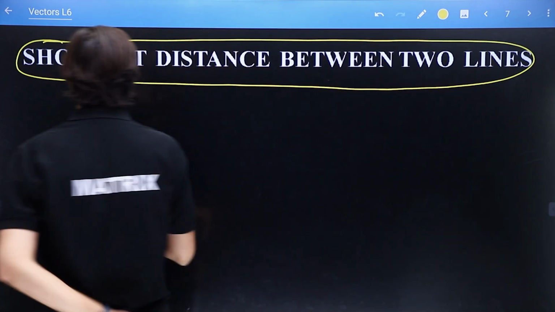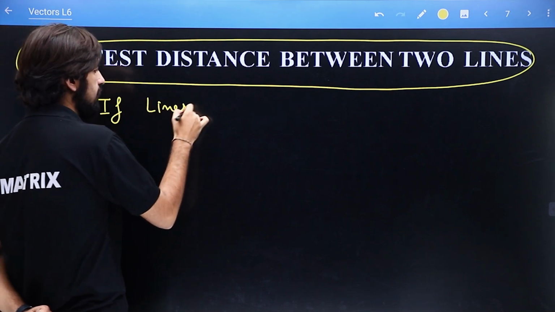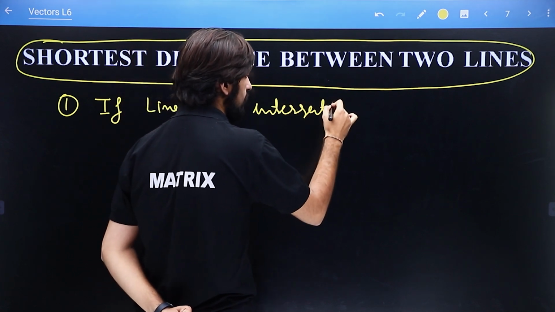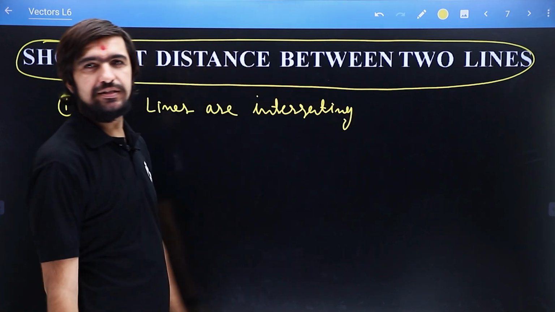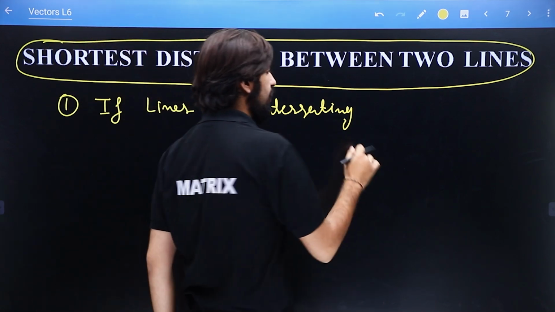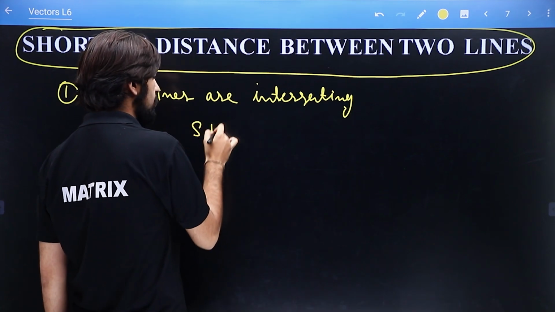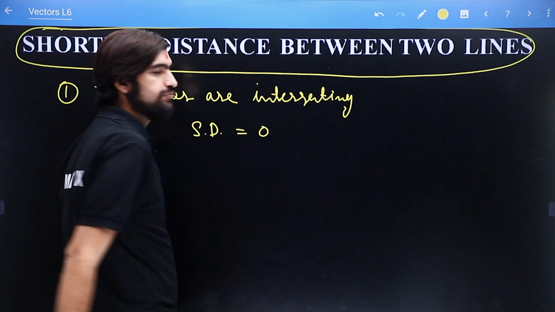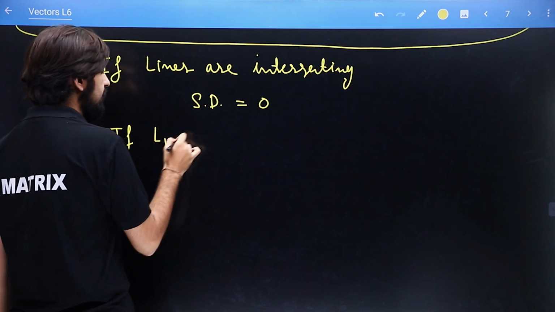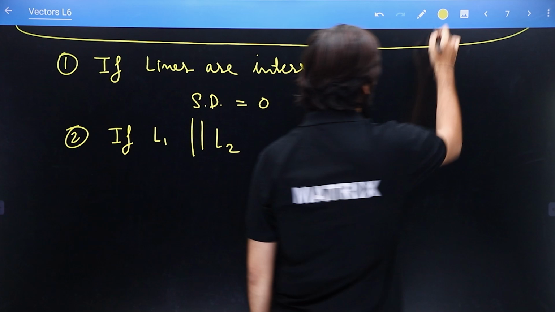Okay, so first of all, if lines are intersecting, what is the shortest distance between intersecting lines? Obviously 0. Why? Because they are intersecting at the same point, and at that point the distance between both lines will be 0. So the shortest distance, let's say SD, in that case will be 0. Second point, if L1 is parallel to L2, we have two lines and both lines are parallel.